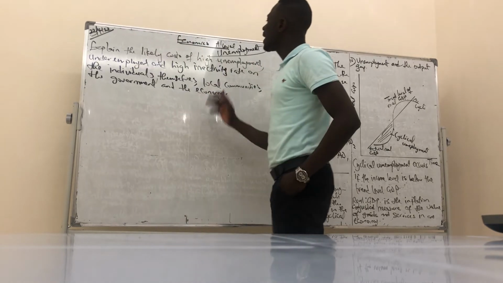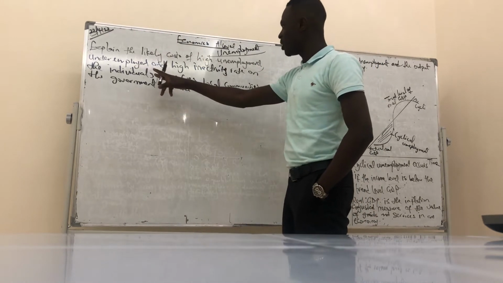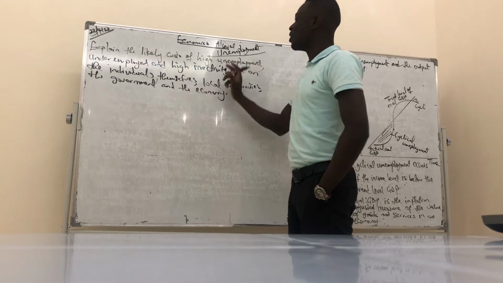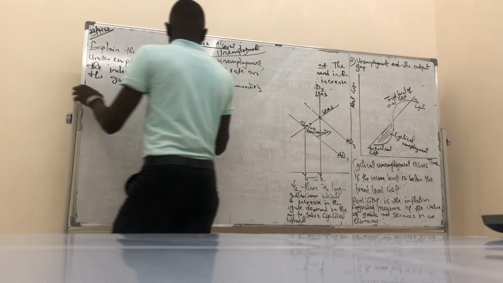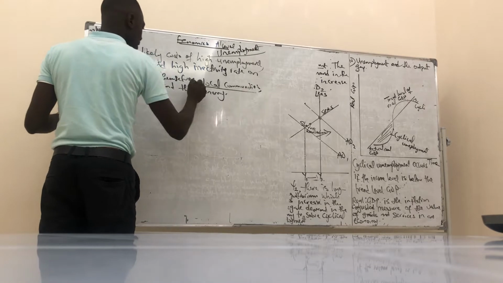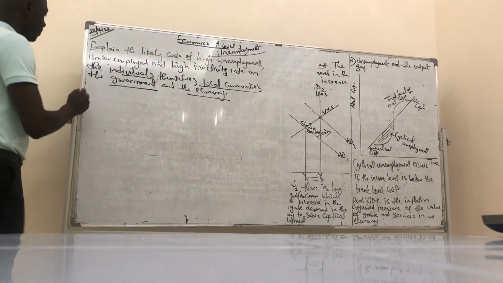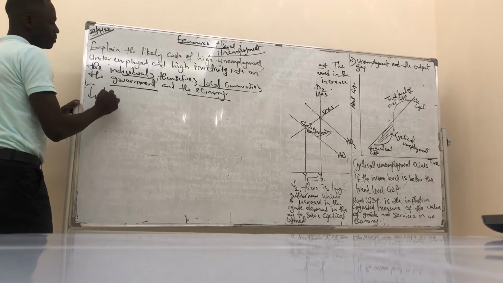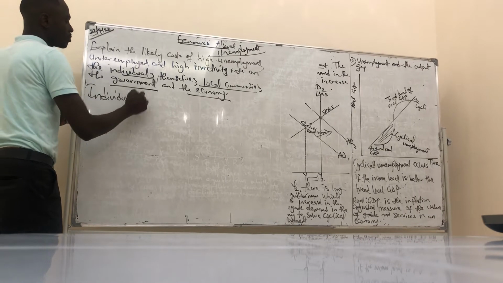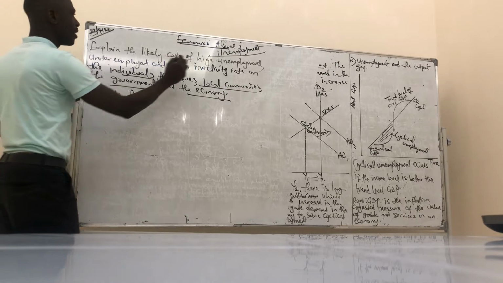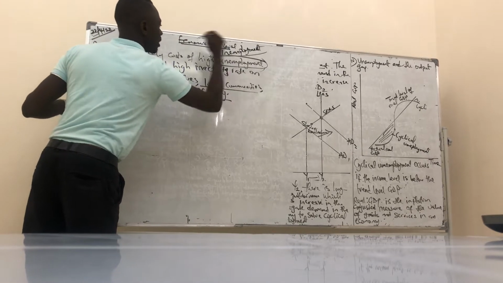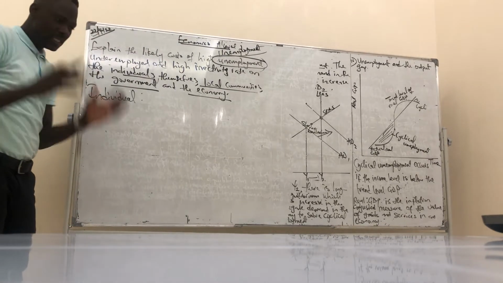So the question says, explain the likely cost of high unemployment, underemployment, and high inactivity rates on the individuals themselves, the local community, the economy, and government. So let's take it as an individual. An individual who is unemployed.